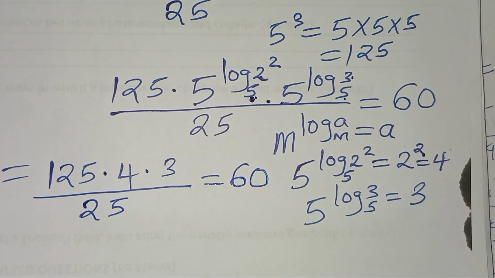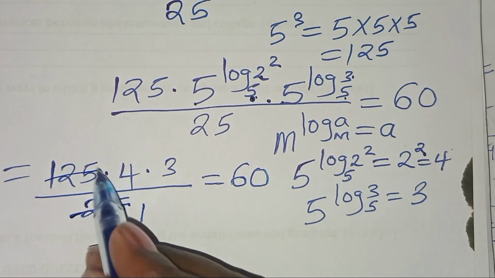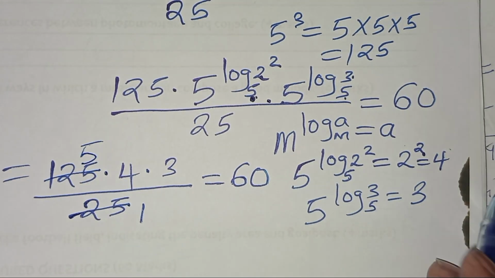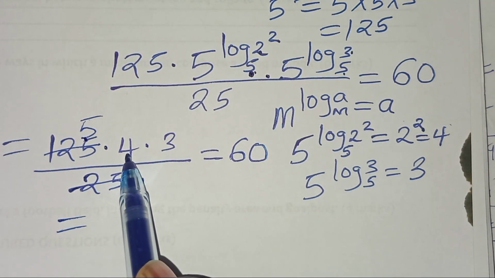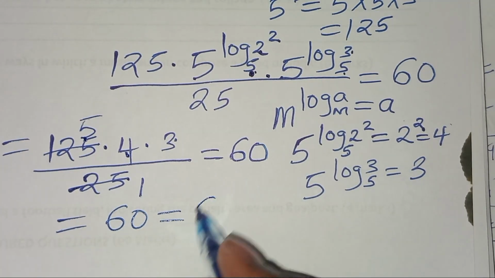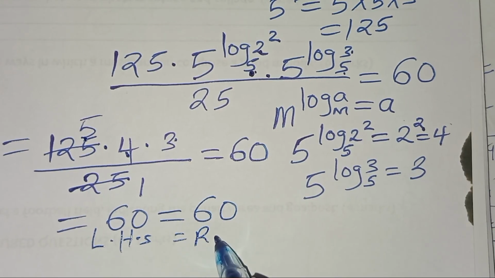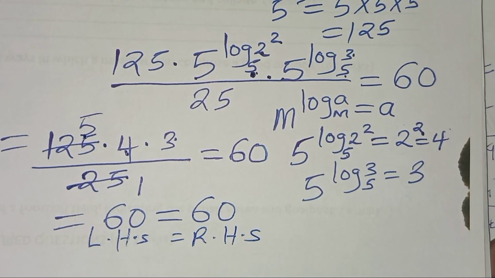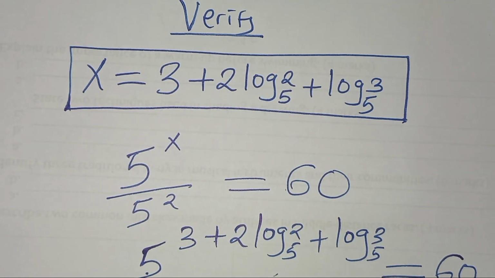So we have that 125 divided by 25, this is 5. Now, we have that 5 times 4, this is 20, 20 times 3, this is 60, which is equal to 60. So that implies that the left-hand side is equal to the right-hand side. And that affirms that the value of x, which is 3 plus 2 log 2 to base 5 plus log 3 to base 5, actually satisfies the equation.